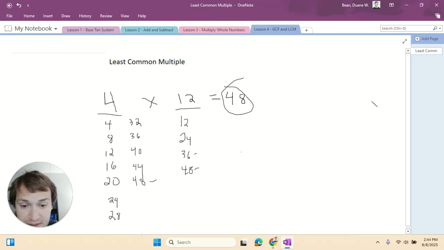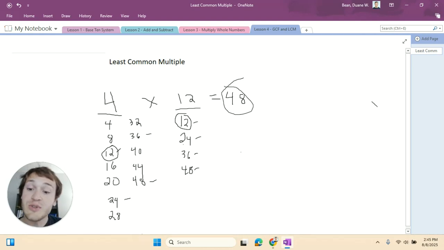Actually, I see they have 36 in common, they've got 24 in common, and they have 12 in common. So which one's the least common multiple? Well, it's the smallest one. So in this case, that would be 12, right? At the 12th station, both these trains will stop. So our answer is going to be 12.